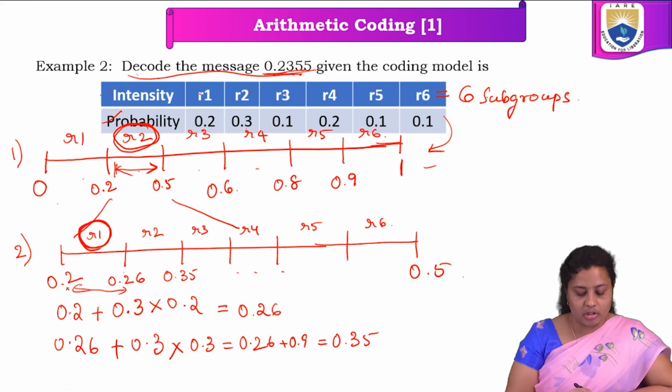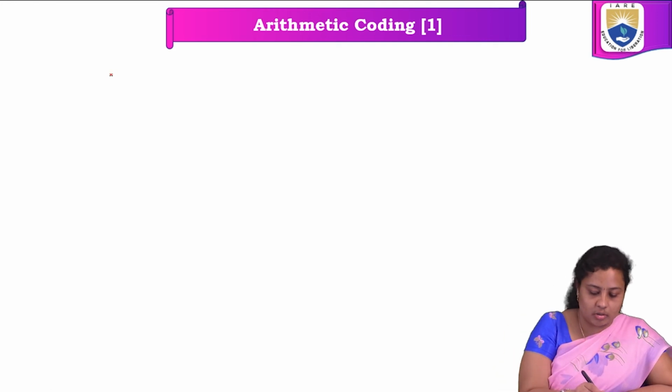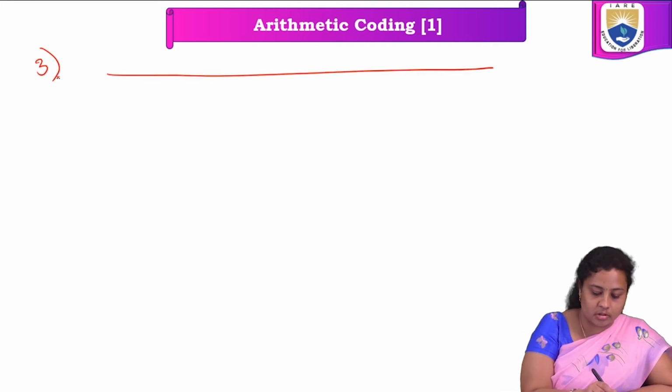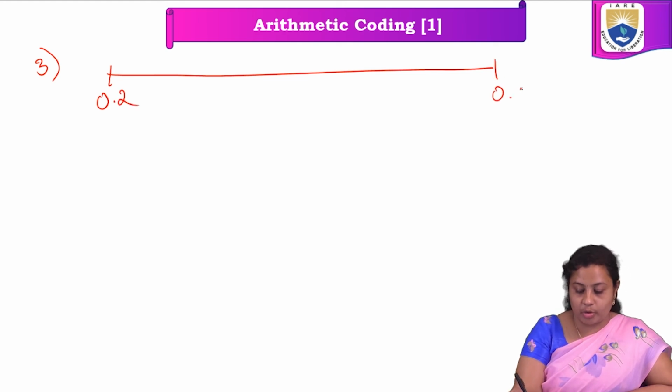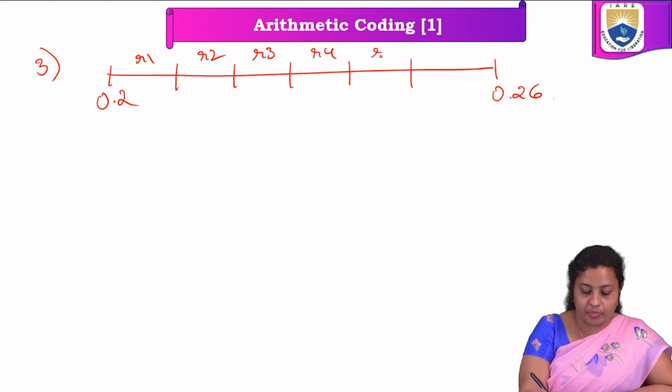So what is the range? 0.2 to 0.26. So I just go here. This is my third stage. So 0.2 to 0.26, right? So the same subdivisions: R1, R2, R3, R4, R5, R6.